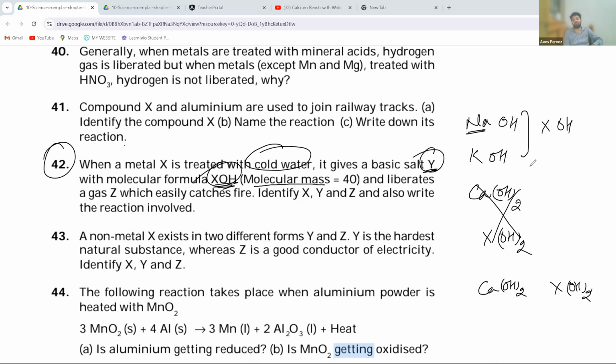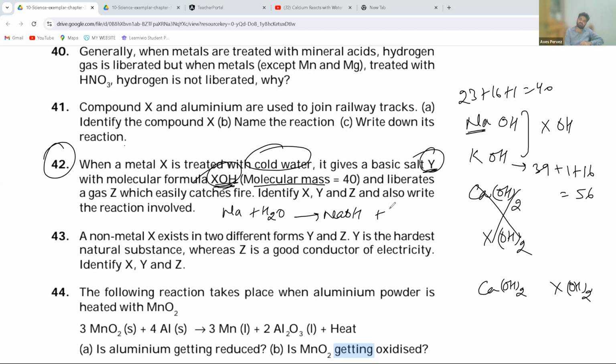Now, the potassium hydroxide molecular mass: potassium alone has mass 39, plus 16 for oxygen and 1 for hydrogen, you get 56 in total. But in the case of sodium, you have 23 plus 16 plus 1, which gives 40. Understood? Okay. And the gas Z is hydrogen gas. So everyone, note the answers for X, Y, Z and write down the chemical reaction: sodium reacts with water to give sodium hydroxide plus hydrogen gas.